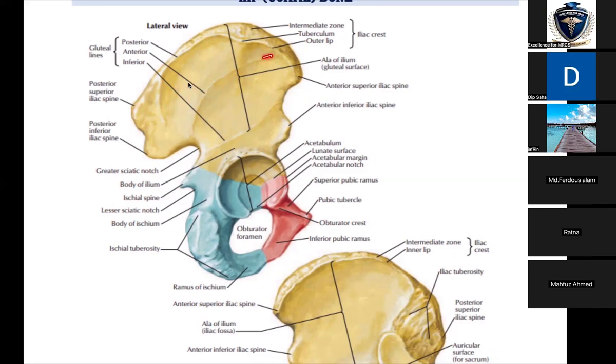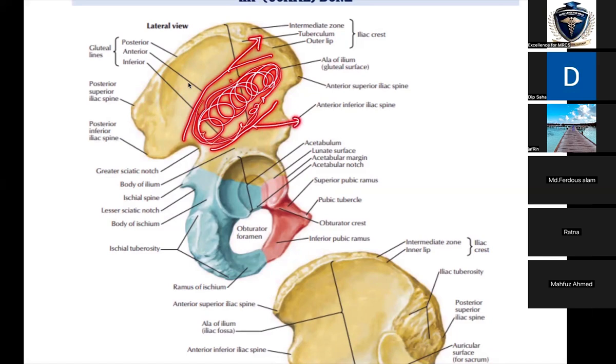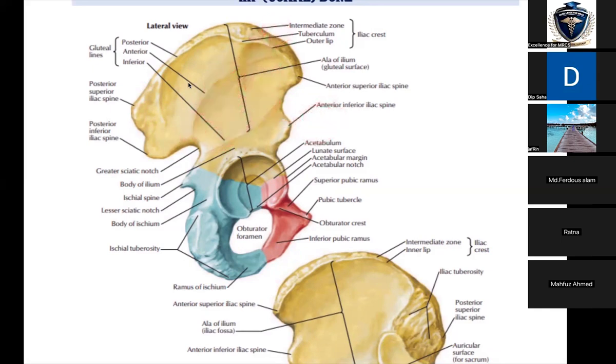This is the anterior gluteal line, and this is the inferior gluteal line. From here, which one is left? Gluteus minimus. The gluteus minimus originates from between the anterior gluteal line and the inferior gluteal line. So there are three gluteal muscles in the gluteal region: gluteus maximus, gluteus medius, and gluteus minimus.